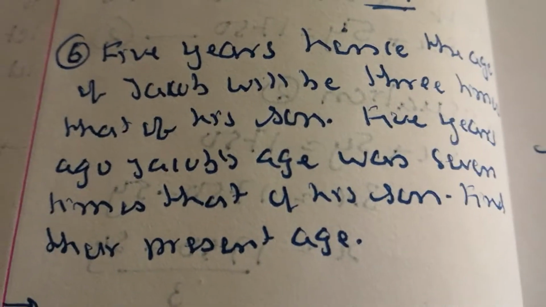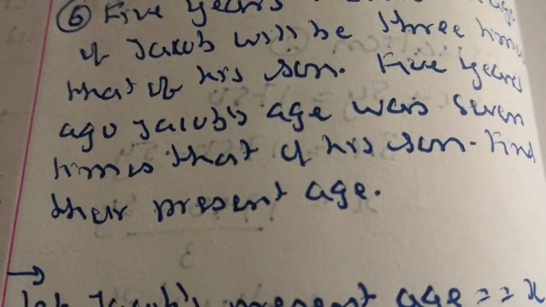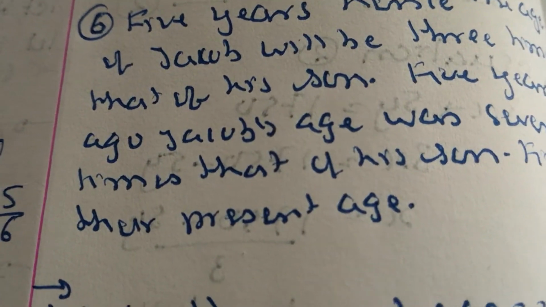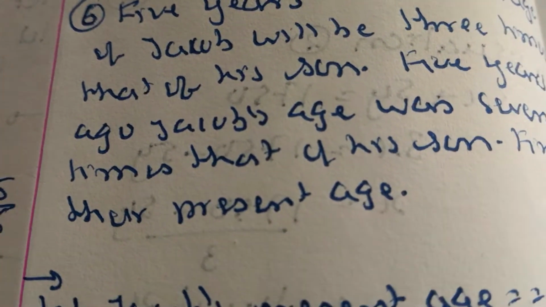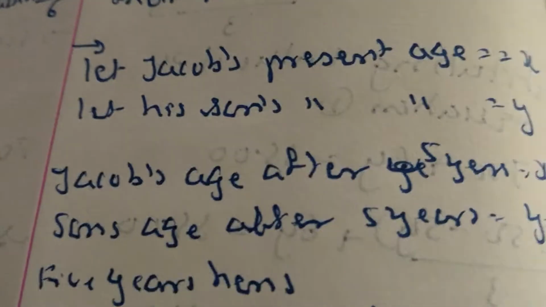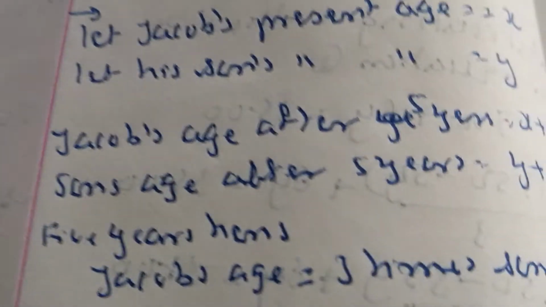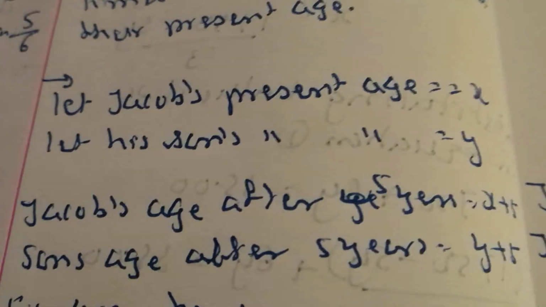Now, 5 years hence the age of Jacob will be 3 times that of his son, and 5 years before, Jacob's age was 7 times that of his son's age. You have to find out their present age. So we are going to assume let Jacob's age is equal to x and his son's age is equal to y.